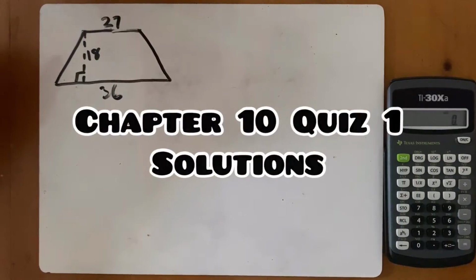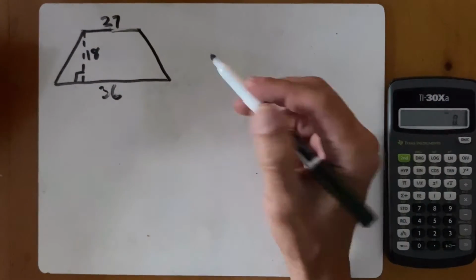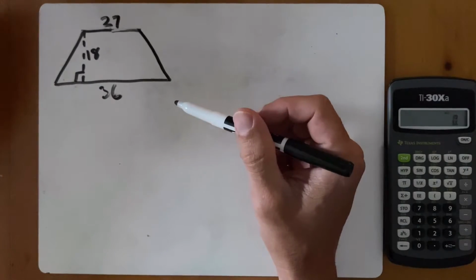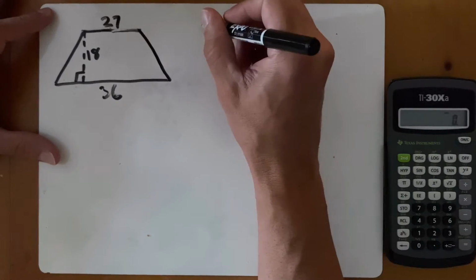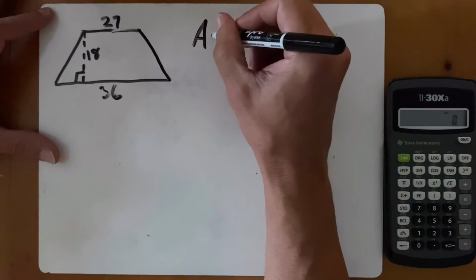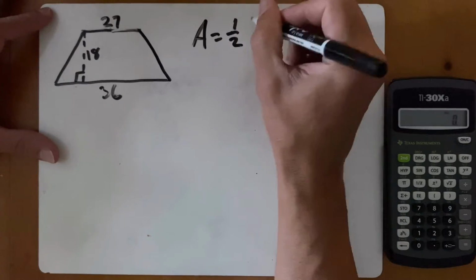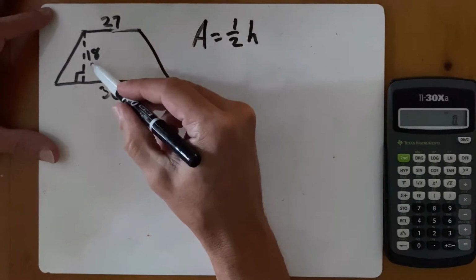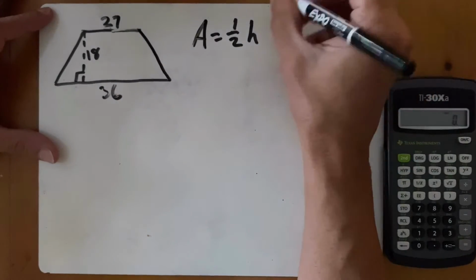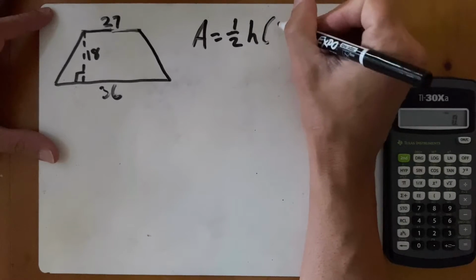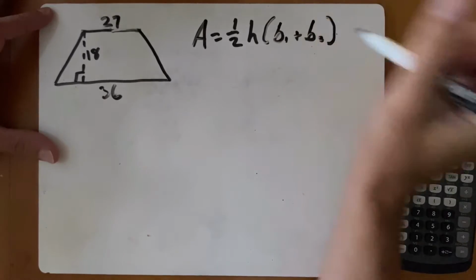So this first problem wants us to find the area of a trapezoid. All right, so we have our trapezoid here. They give us all the information that we need. All we have to do is use the formula for a trapezoid, which we do have. So area of a trapezoid is going to be 1/2 times the height, which they give us, in this case was 18. Remember, that's the perpendicular distance from one base to the other, times the sum of the two bases, right? So b1 plus b2, okay?